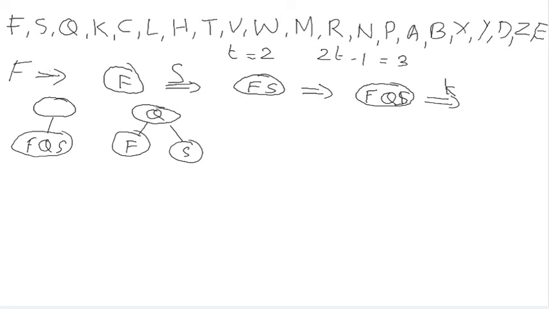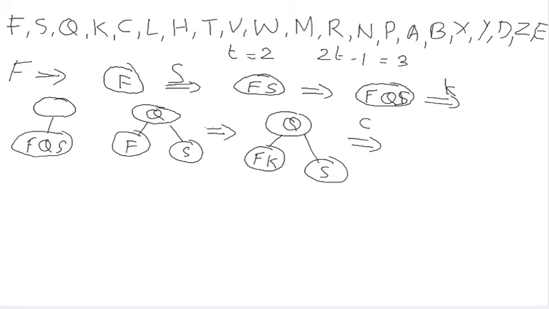And we need to insert K. Then Q, F, then K, S. Okay, this is how this follows. Then the next input is C. To insert C, you have Q and C will come to this point. Okay, C, F, K, and you have S here.